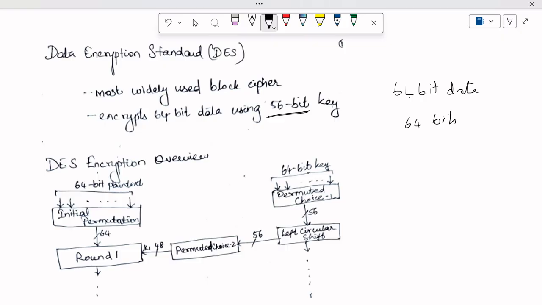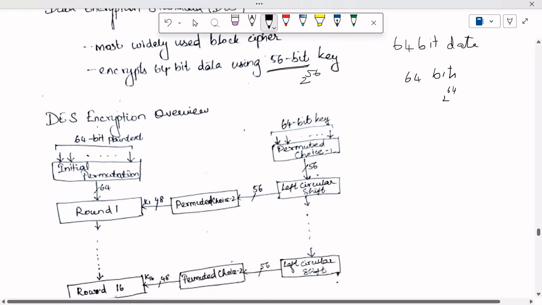In the sense, if there are 64 bits, how many possible keys will be there? 2 power 64 key possibilities will be there. So this 64-bit key is not going to be used directly. Instead, it is truncated and then only 56 bits is used. So the strength of the algorithm is going to be dependent on 2 to the power of 56. 2 to the power of 56 possible keys are there. So this is the overview of how 64 bits is reduced to 56 bits. All those things we will discuss now.